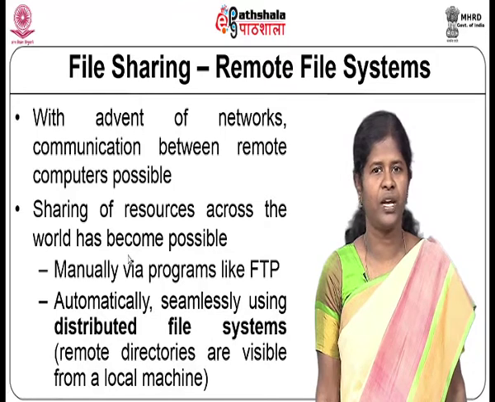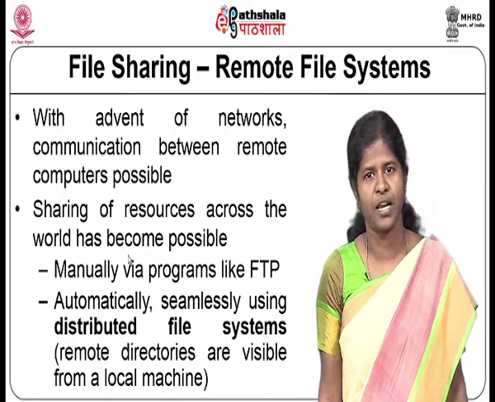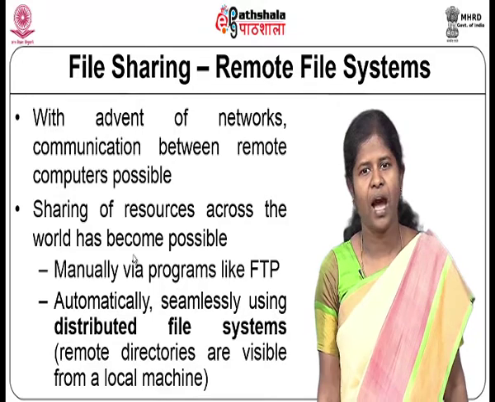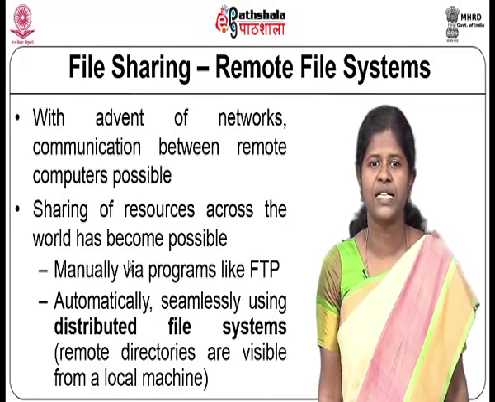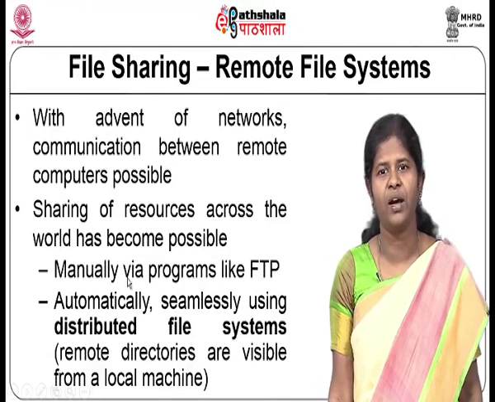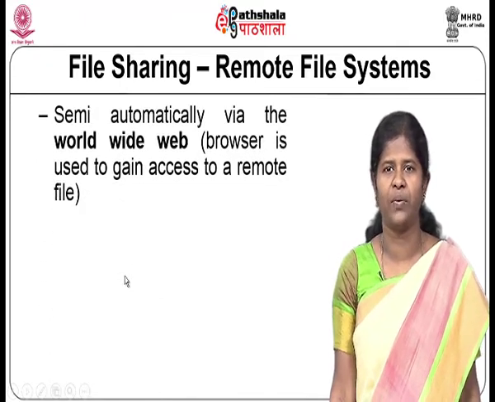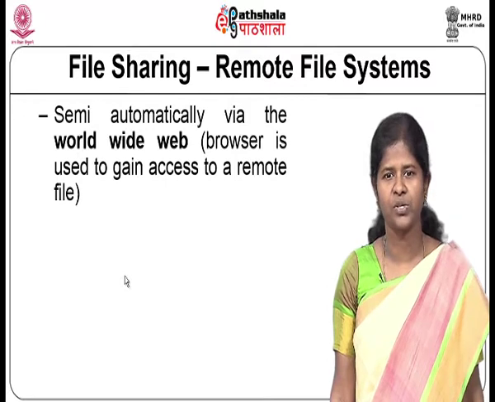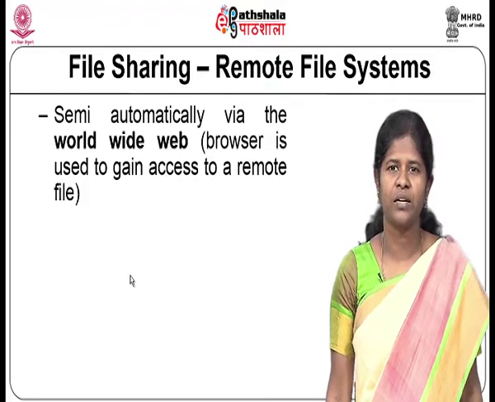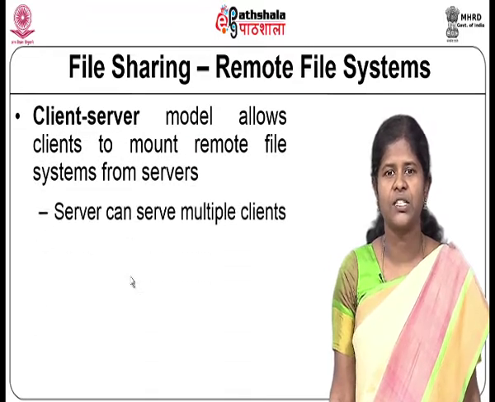One is to manually communicate between different users and manually use programs like file transfer protocol, and you can transfer programs manually. The other way is to have distributed file systems where the remote directories are visible even from a local machine. And the third way is to use the World Wide Web, and the browser is used to gain access to a remote file. So, from a browser using the World Wide Web, you can connect to a server and use the files that are present in the server.